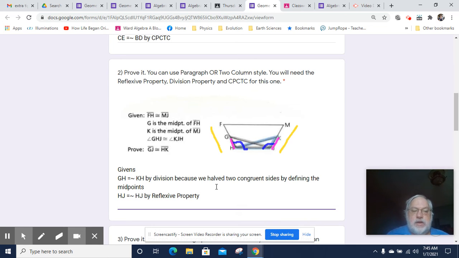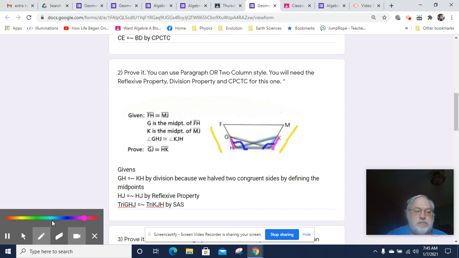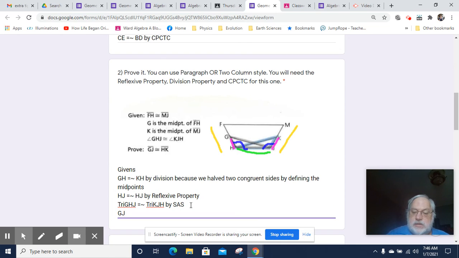Okay, and once we know that, we can prove that triangle GHJ is congruent to triangle KJH by side angle side, because this side, this angle, and now this side are all congruent. Okay, once we've proven that, we can prove that GJ and HK are congruent by CPCTC. GJ is congruent to, I'm going to call it KH. Keep the corresponding order the same, by corresponding parts of congruent triangles are congruent.